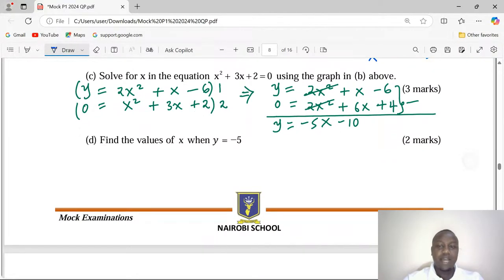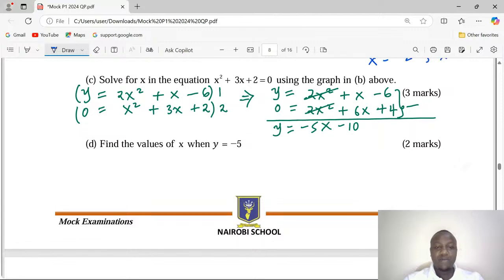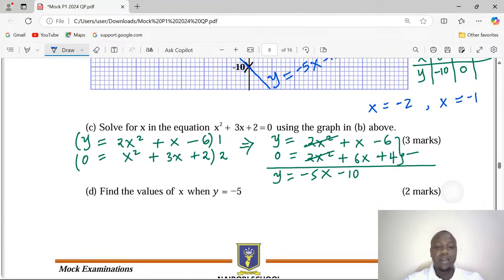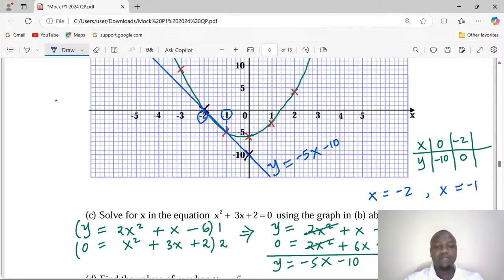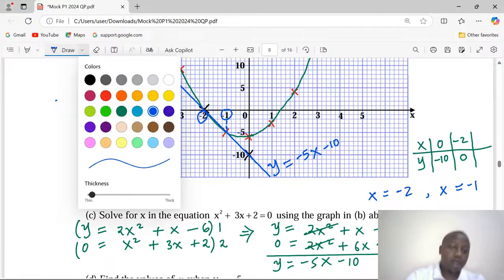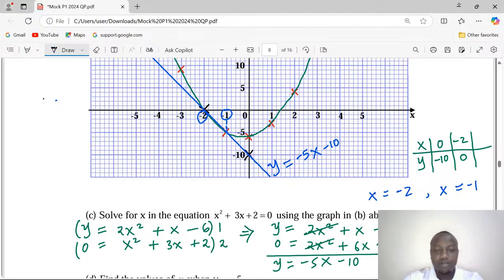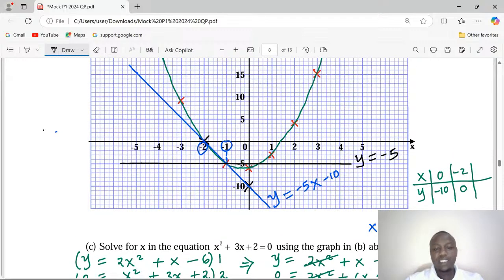We are also told to find in part D the values of x when y equals negative 5. So we draw the line y equals negative 5. The line y equals negative 5 is going to be found here, on the y-axis, at the value of negative 5. So it's a horizontal line. That is the line. So now we find the values of x.